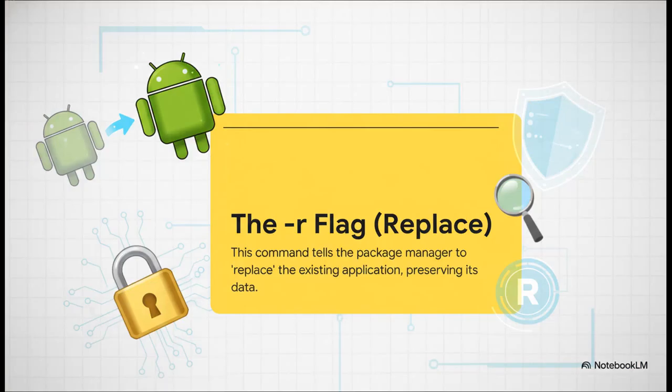Okay, the first key is the R flag. Now, this little letter is without a doubt the most important part of keeping your data. It tells the system, hey, listen, I want you to replace the app that's currently installed, but whatever you do, not touch its data folder. This is the magic right here. This is what keeps your settings, your saves, and your logins perfectly intact.